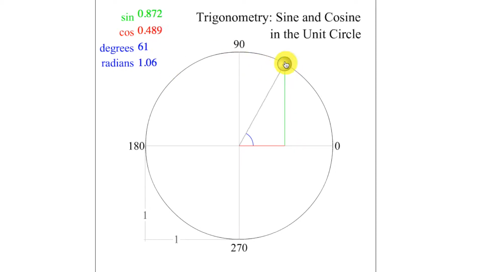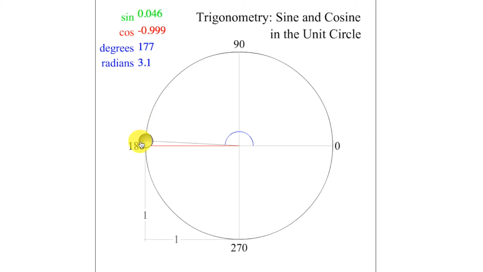I can continue on, and if I get a radian of 2, then you can see that I've swept out through this angle. The radius is 1, so a radian of 2 means that my arc length, so the curved section, from the x-axis to the point will be equal to 2 times the radius, i.e. 2. And of course we can just continue on.